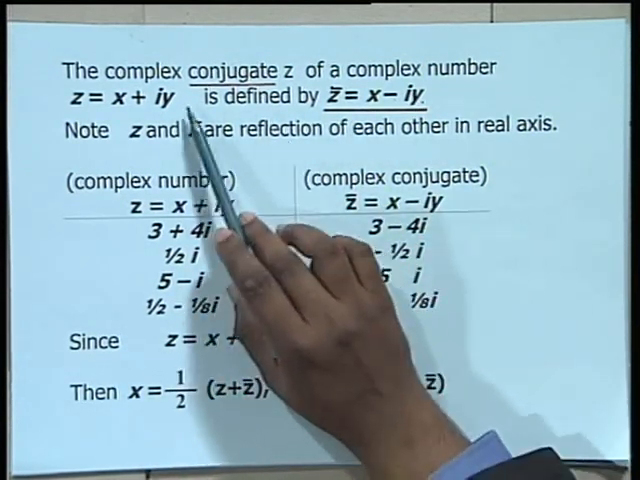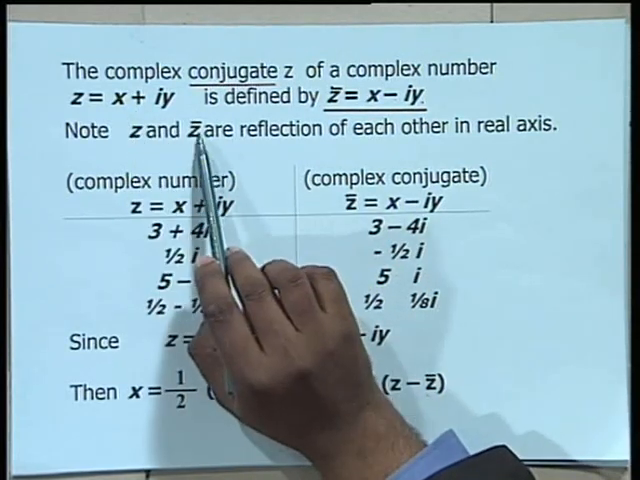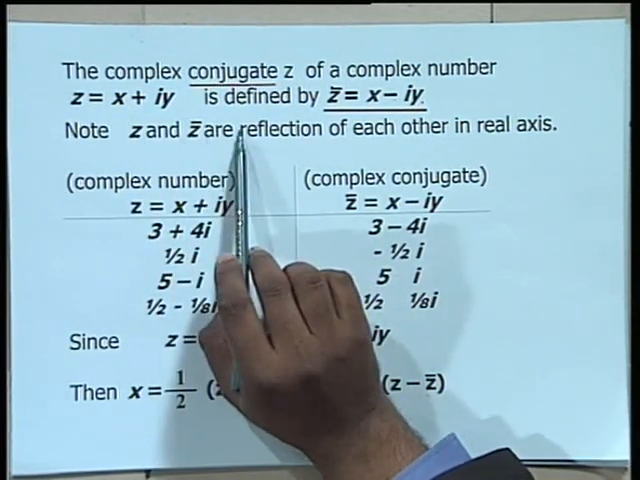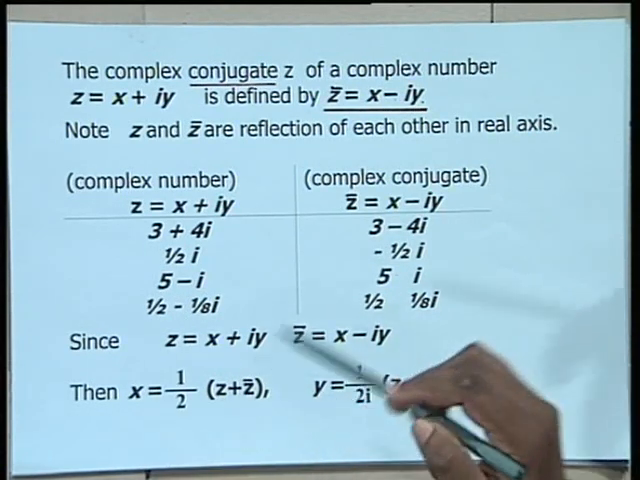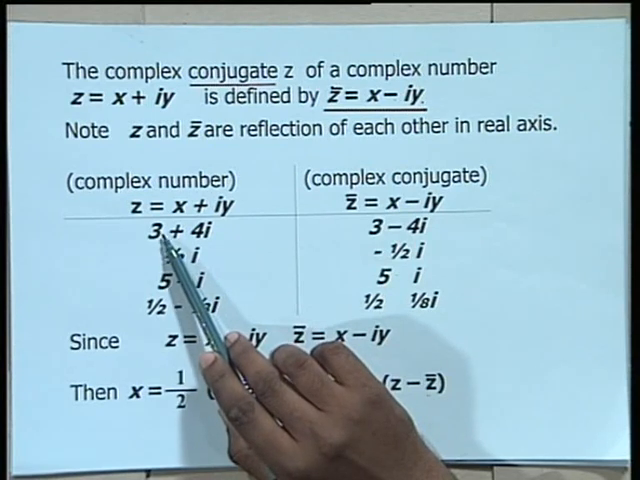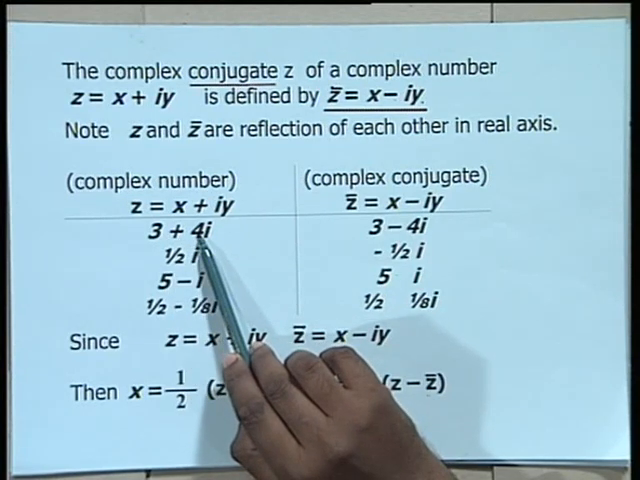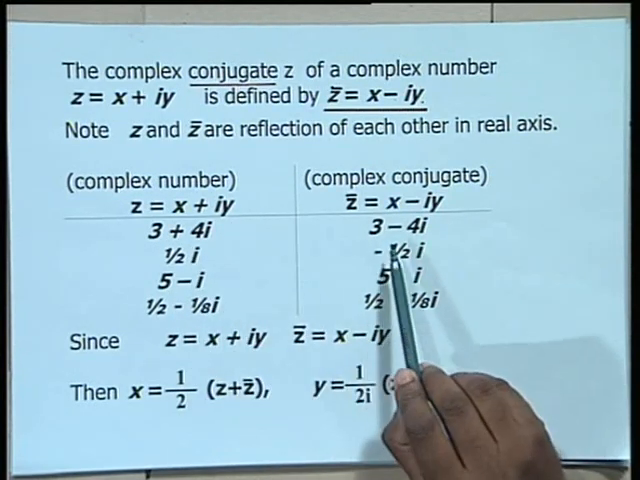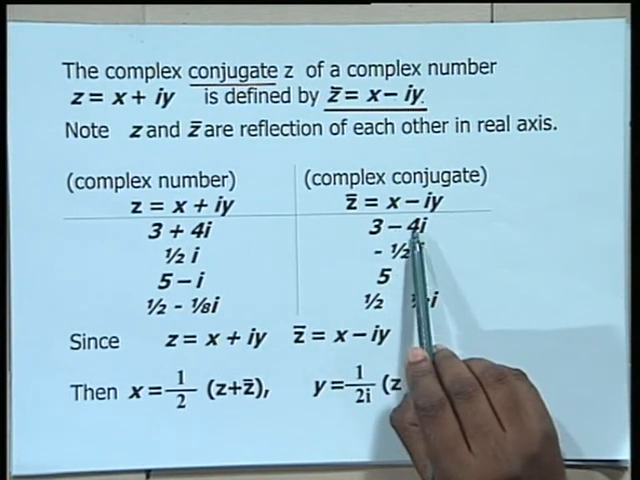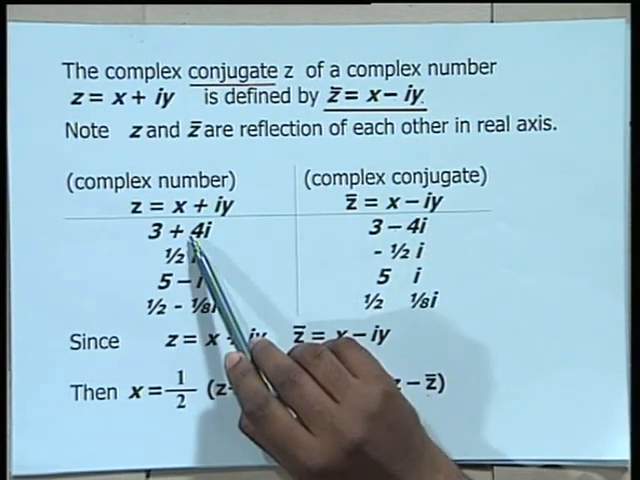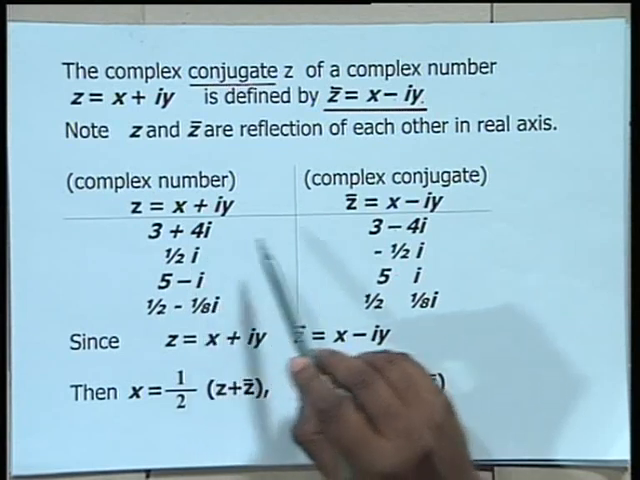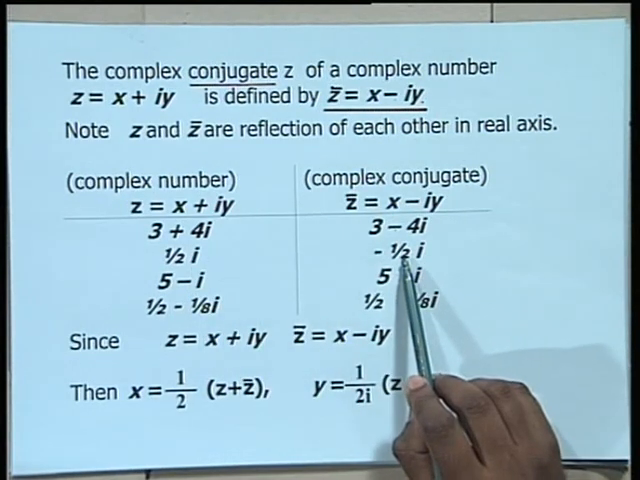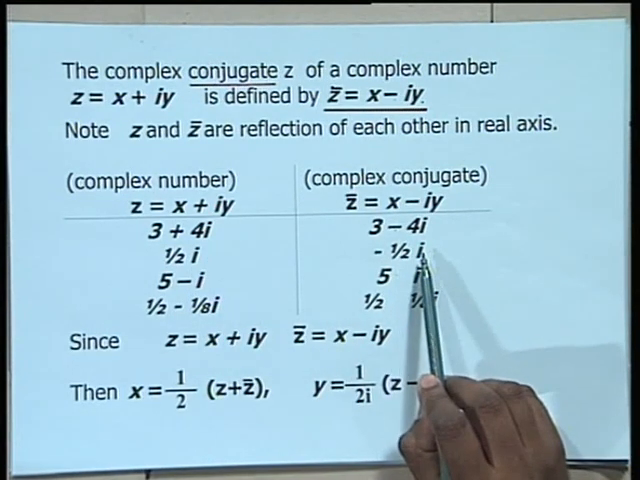And you must have noted that z and z bar are reflections of each other in the real axis. Consider the following complex number 3 plus 4i. Its complex conjugate will be 3 minus 4i. That is, to obtain the conjugate, we multiply the imaginary part by minus 1. Half i will have a complex conjugate of minus half i.